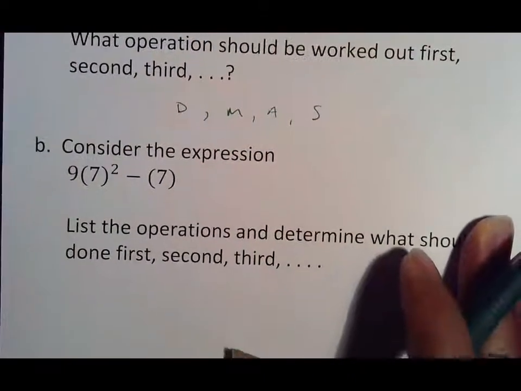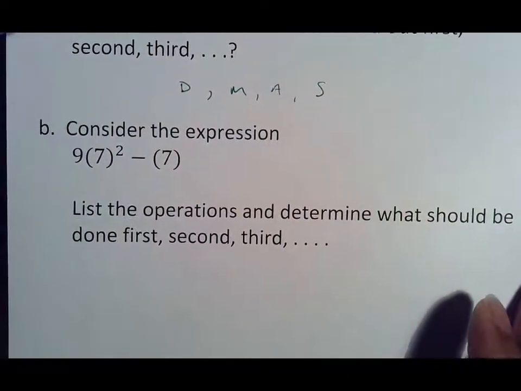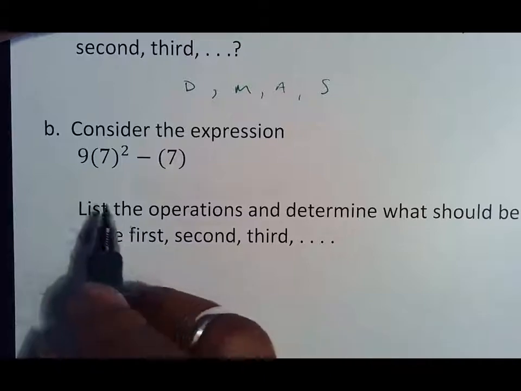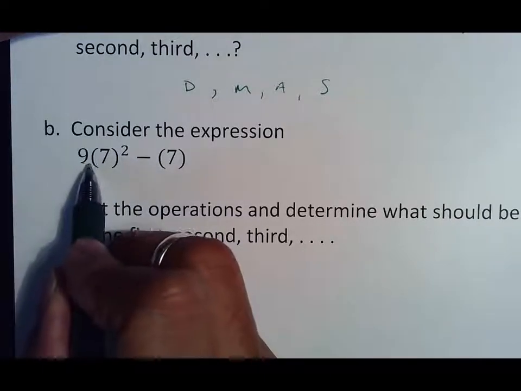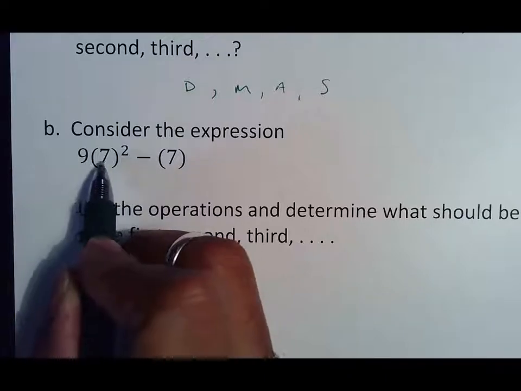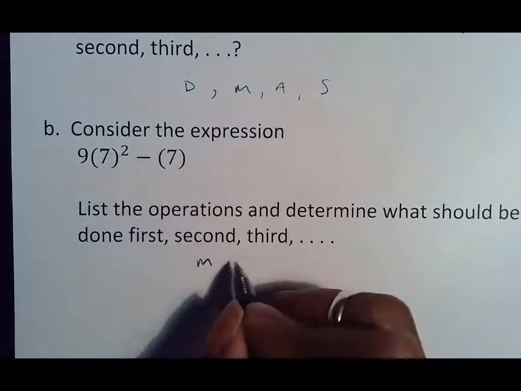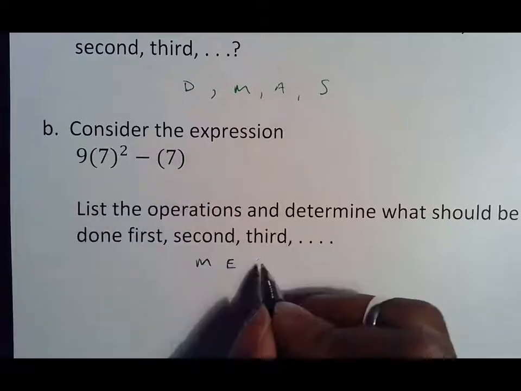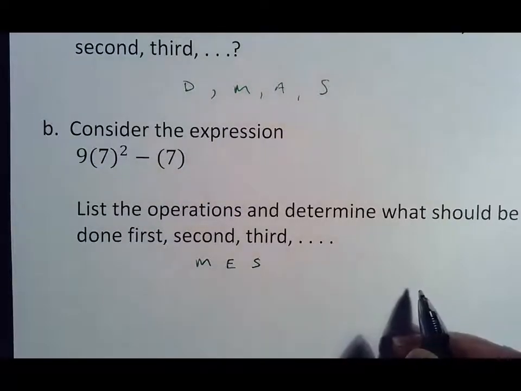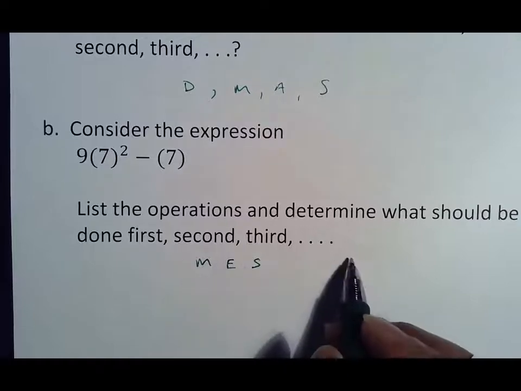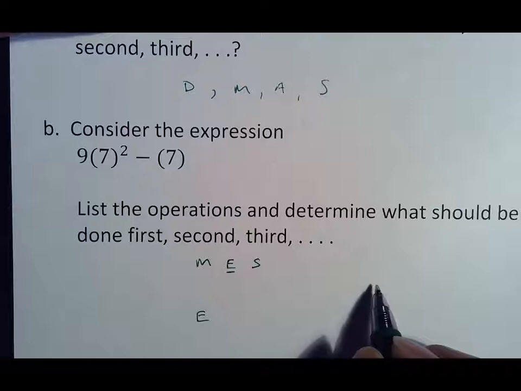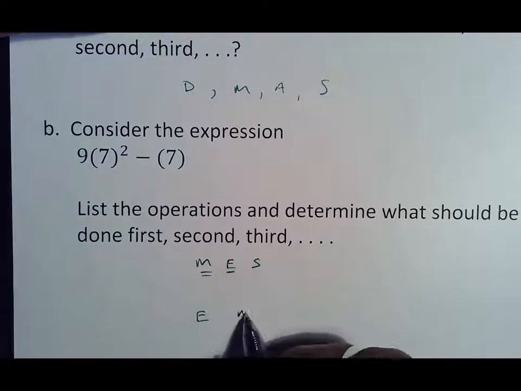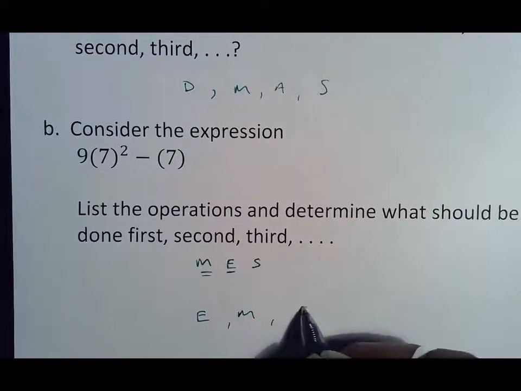Same thing here. List the operations and determine first, second, third, and so on. In this case, your first operation in line is multiplication. First operation in the problem is multiplication. Remember, that is not parentheses, but we do have an exponent, and then we have subtraction. In terms of order, is there a principal in line? No. Is there an assistant principal in line? Yes, there is. That's why exponents would be first. The teacher in line is here, and then subtraction would be last.